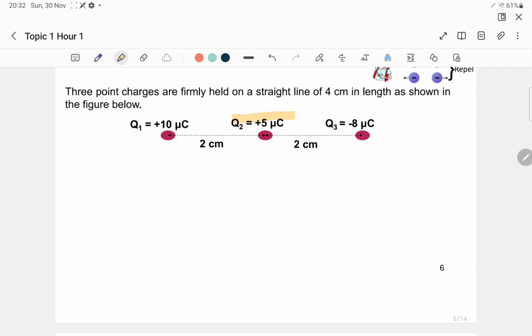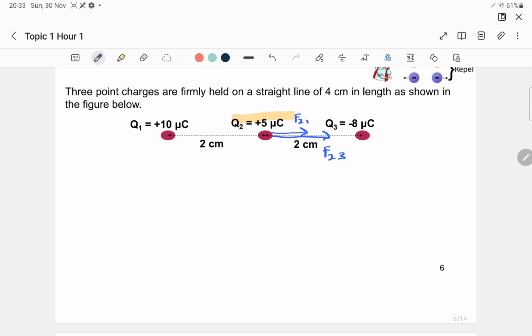On Q2, Q1 is positive, right? So positive means it will repel, that means it will push Q2 away. So F on 2 by 1. And Q3 is negative, so negative will attract, that means it will pull Q2 toward Q3. So F on 2 by 3.